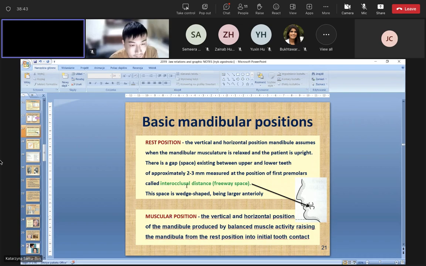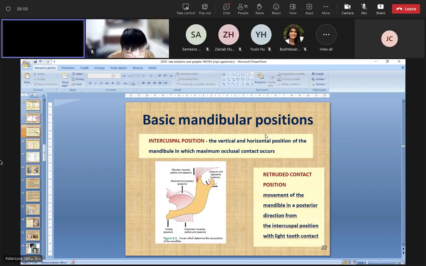Then we have muscular position. The vertical and horizontal position of the mandible produced by balanced muscle activity, raising the mandible from the rest position into initial tooth contact. Then we have the intercuspal position, the vertical and horizontal position of the mandible in which maximum occlusal contact occurs. And the last one, retruded contact position, movement of the mandible in a posterior direction from the intercuspal position with light tooth contact.